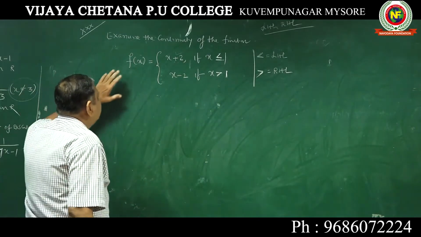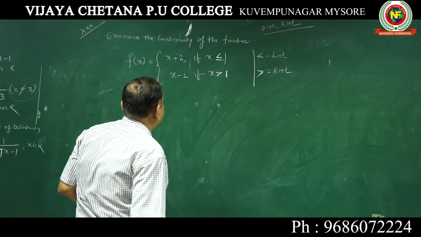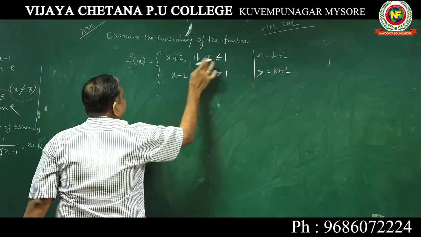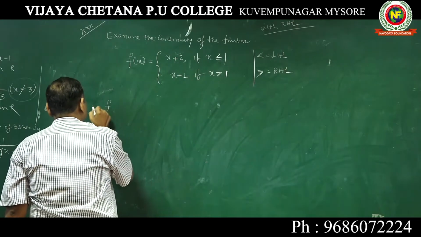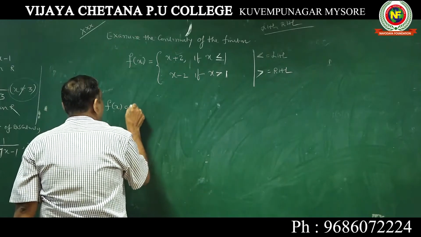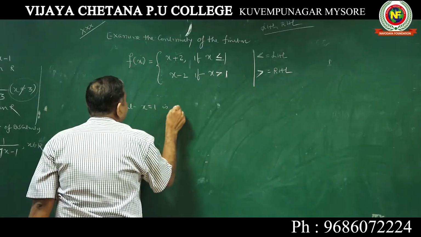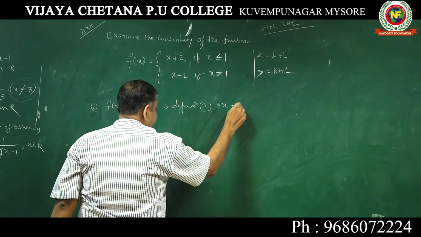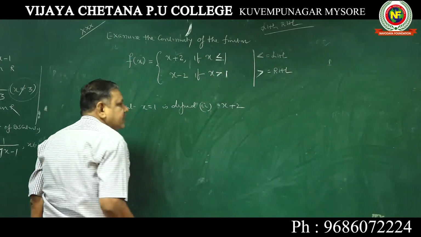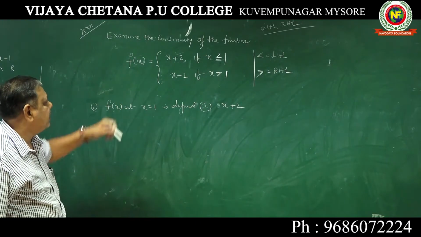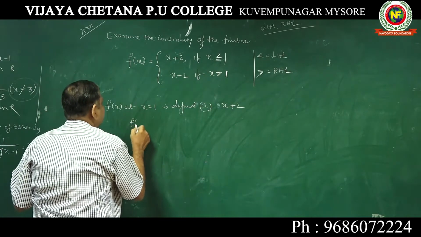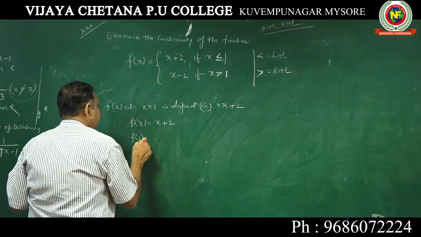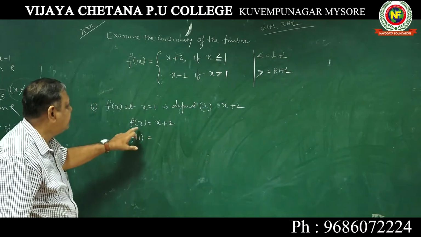Now we shall take f of x, which has a left hand limit and a right hand limit. For the equal to case, you should take the function that has the equal to sign. First condition: f of x at x equal to 1 is defined, and that is x plus 2. At x equal to 1, take the function with the equal to. So f of x is x plus 2.